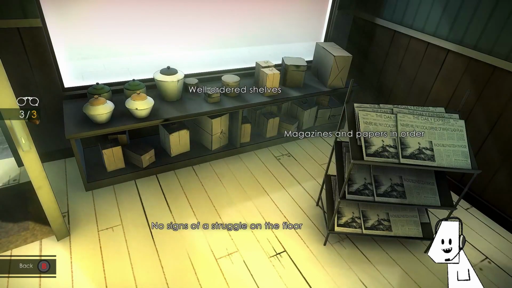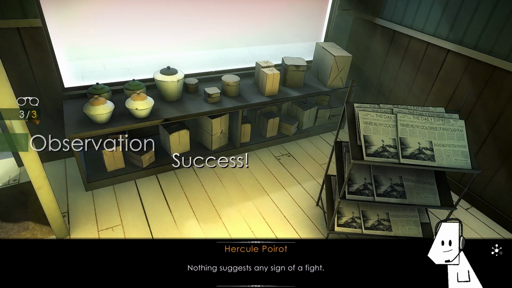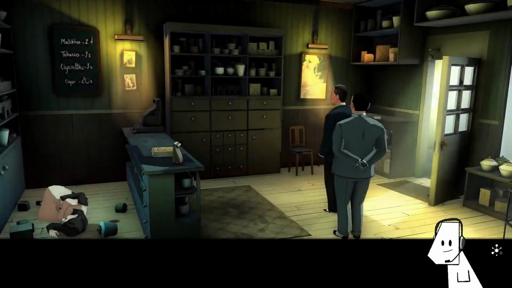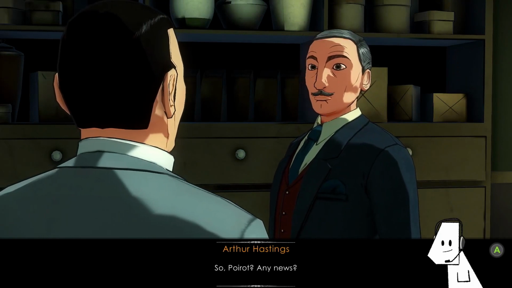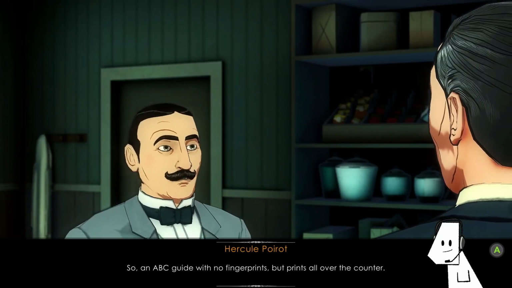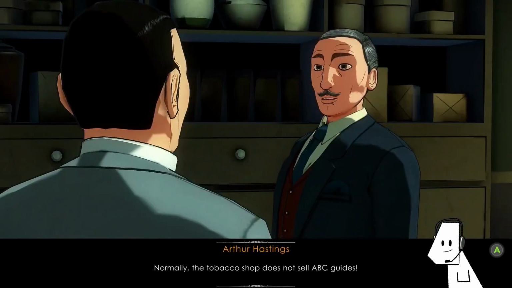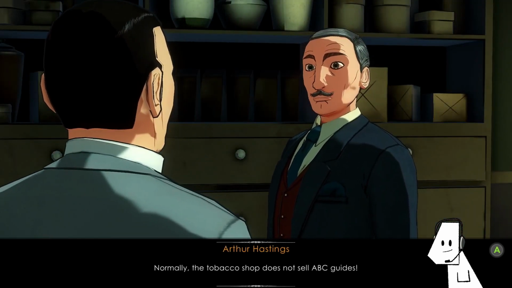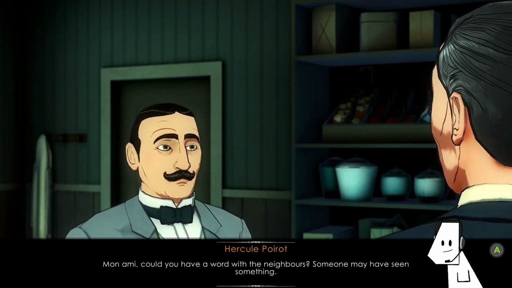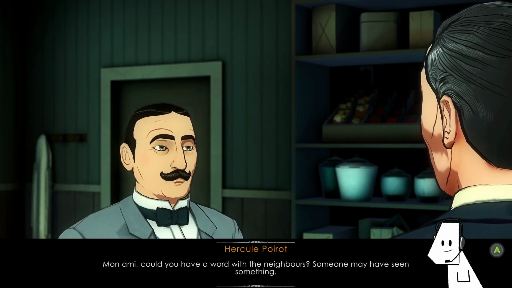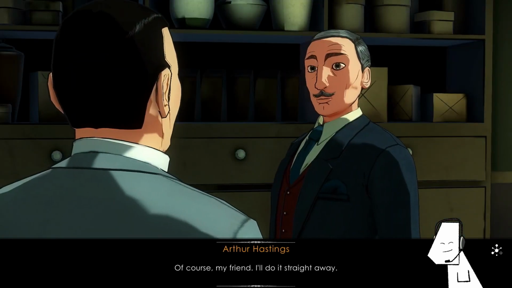Okay, so no signs of struggle. Well-ordered shelves. Nothing suggests any sign of a fight. I think we've done the observation part. So, Poirot, any news? An ABC guide with no fingerprints, but prints all over the counter. Normally, the tobacco shop does not sell ABC guides. Exactly. Mon ami, could you have a word with the neighbors? Some may have seen something. Of course, my friend, I'll do it straight away.